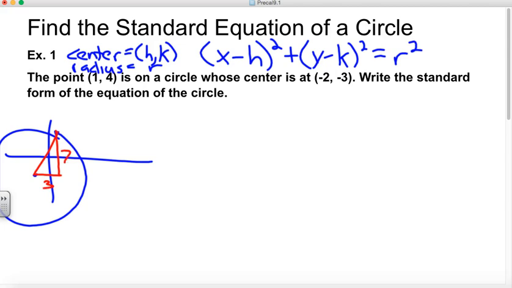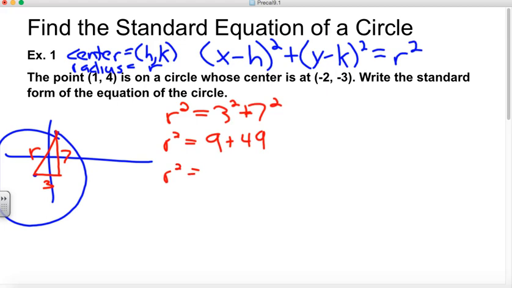And then to go up from -3 to 4 would be 7, right? So to find the radius, r squared equals 3 squared plus 7 squared using the Pythagorean theorem. So r squared is going to equal 9 plus 49. R squared equals 58. All right, so we could of course take the square root to find the radius, but we don't need the radius to write the equation. We just need the radius squared, which we found.